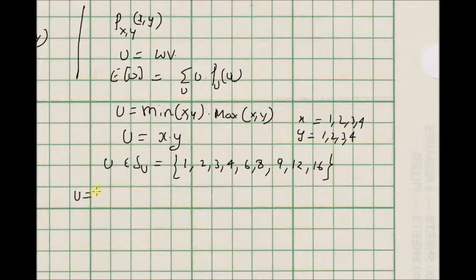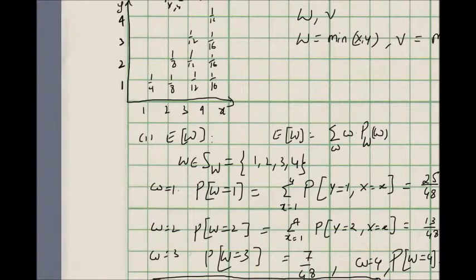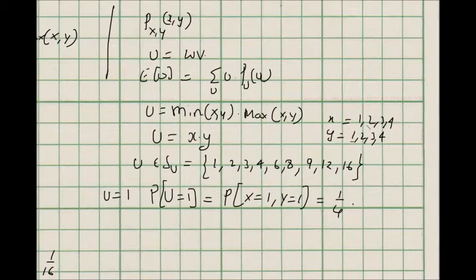The next ones are 6, 8, 9, 12 and 16. So for U equal to 1, we want to find the probability of U equal to 1. By definition, this is the sum of the values of the joint probability mass function at which these values of X and Y map to U equal to 1. The values of X and Y that map to U equal to 1 are X equal to 1 and Y equal to 1. So this is the probability of X equal to 1, Y equal to 1, which is 1 by 4. That is from the given joint probability mass function.